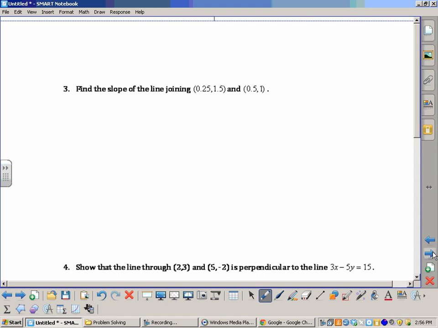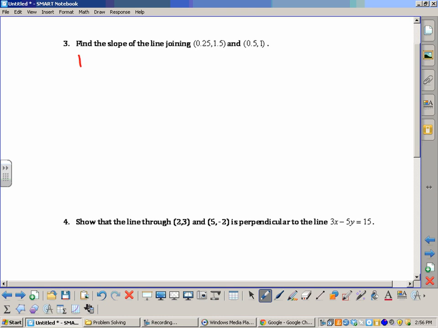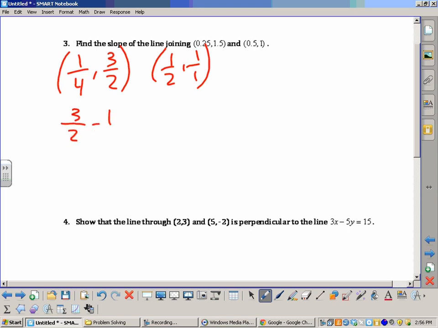Okay, find the slope of, decimals. Who likes decimals? I don't. So let's see, 1/4. We have our 2 points. So, okay, let's see. So there's my setup, 3 over 2 minus 1, 1/4 minus a half. How am I going to do this? Let's see.